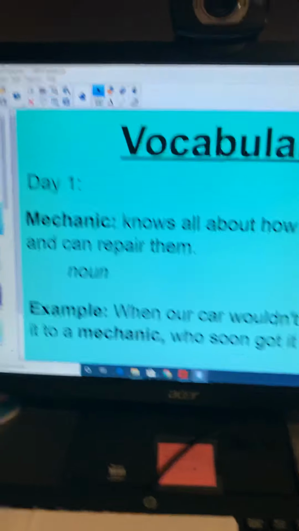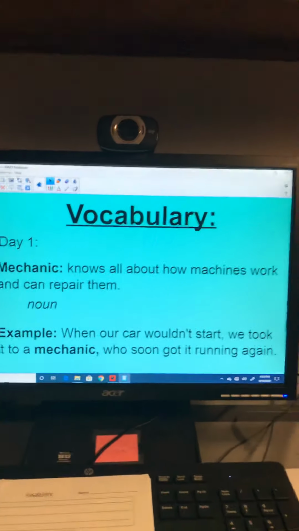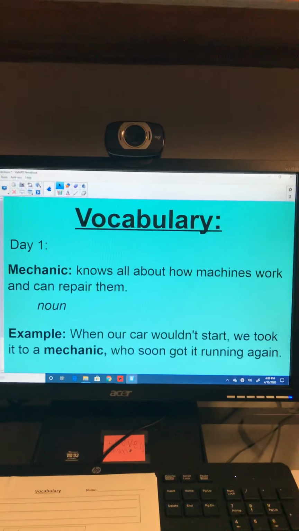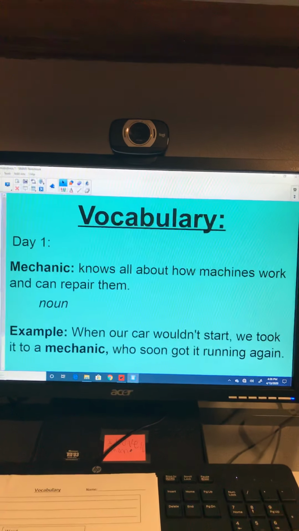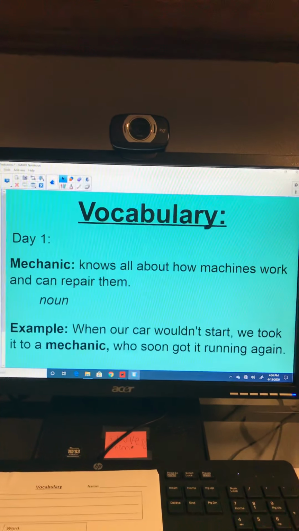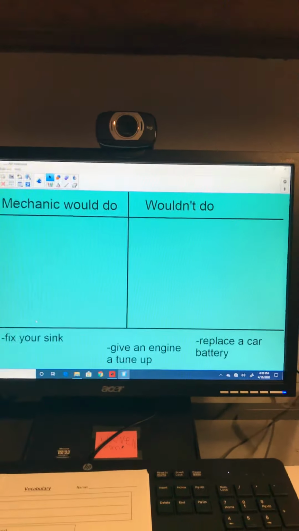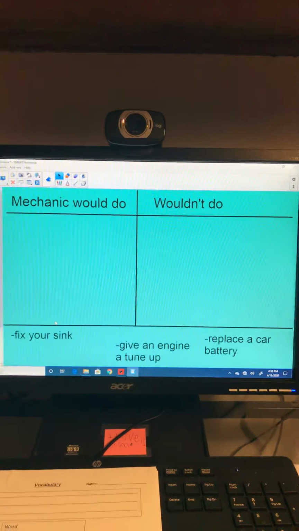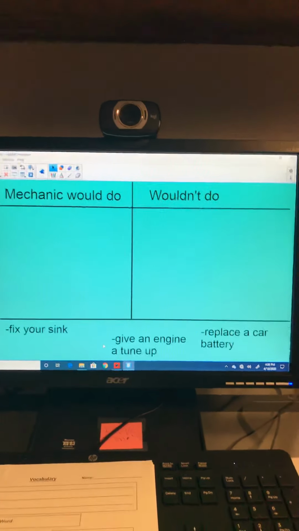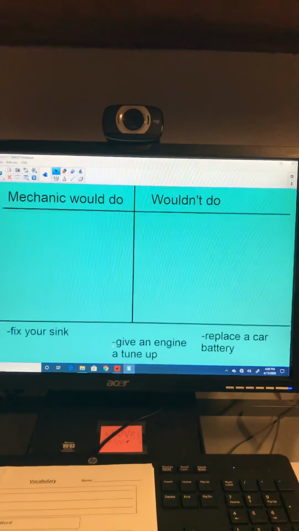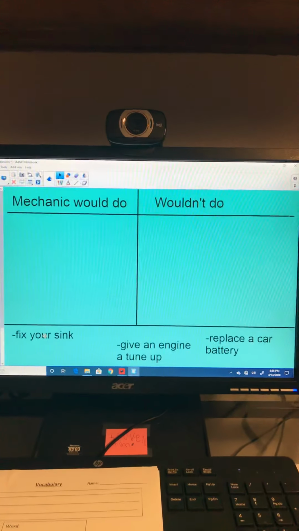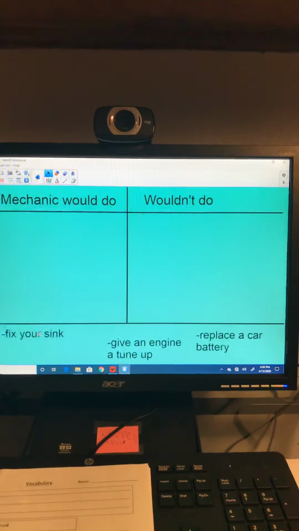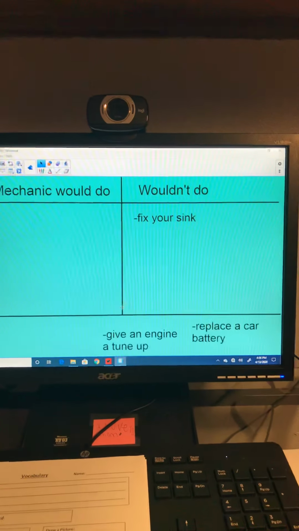We will look at yesterday's vocabulary word first, which was mechanic. A mechanic knows all about how machines work and how to repair them. It's a noun. Let's look at some examples here: something a mechanic would do or would not do. Would a mechanic fix your sink? No, that would be a plumber.